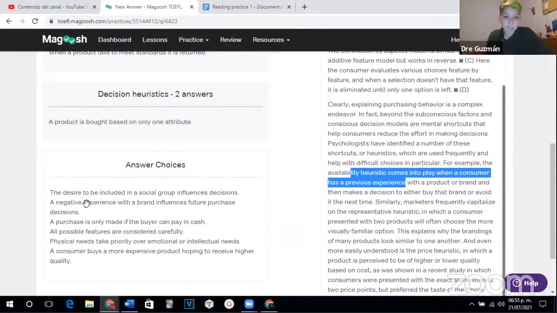Next one, a negative experience with the brand influences future purchase decisions. This one, Fabiola, where do you think it fits?